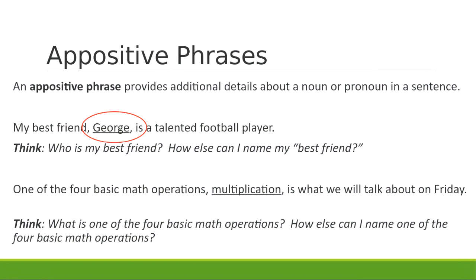George is your appositive phrase. Your basic sentence is: best friend is a talented football player. You add in that detail, George, to help give clarity and extra information. Another example: One of the 4 basic math operations, multiplication, is what we will talk about on Friday. Multiplication is your appositive phrase. It's renaming which one of the 4 basic math operations we're going to be talking about.